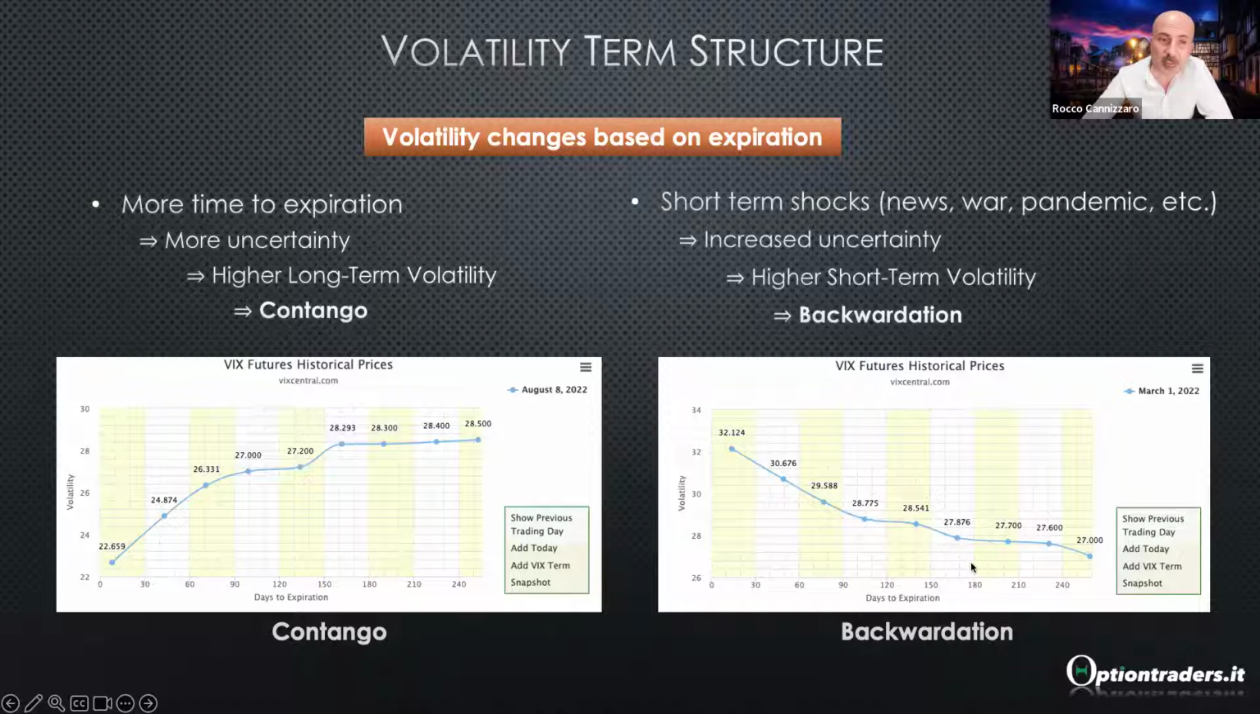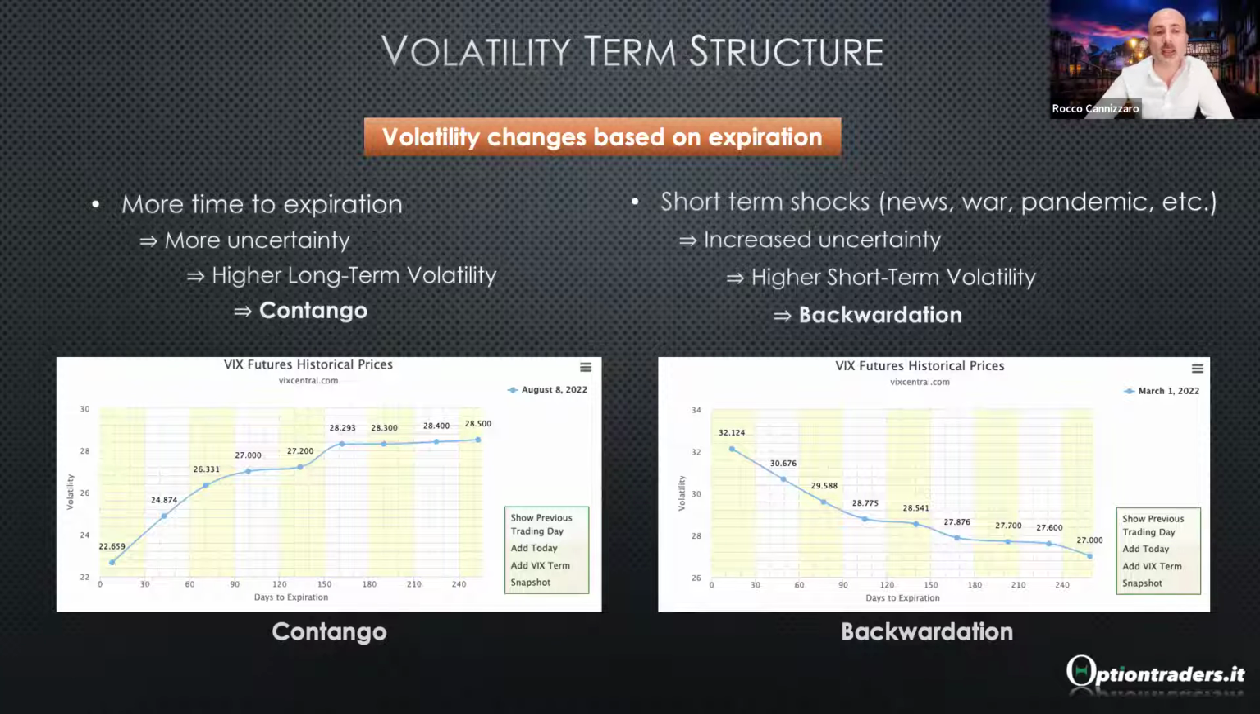And why is this advantageous? Because we can buy a calendar across those two expirations. In a calendar spread, I am selling a shorter dated option, and I am buying a longer dated option. So obviously, I take advantage of the fact that I am selling higher volatility because of the backwardation, and I'm buying a lower volatility, which is the one sitting on the expiration behind.